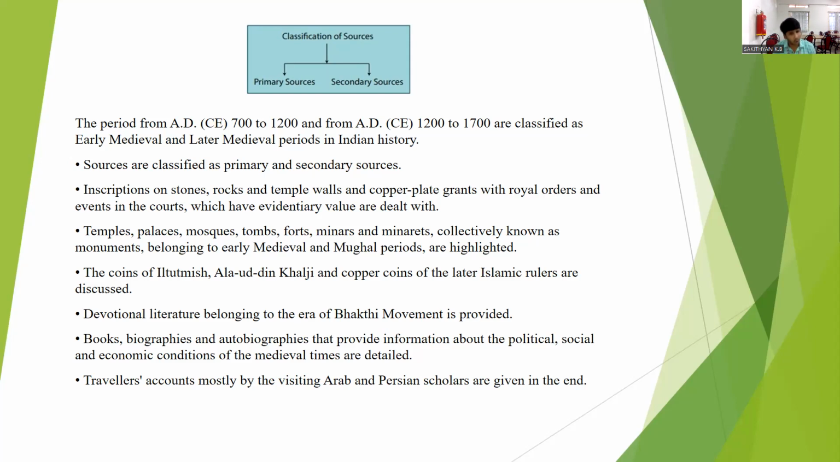Temples, palaces, mosques, tombs, forts, minars, and minarets are collectively known as monuments belonging to the early medieval and Mughal periods. The coins of Iltutmish and Alauddin Khalji, and copper coins of the later Islamic rulers are discussed. Devotional literature belonging to the era of the Bhakti movement is provided. Books, biographies, and autobiographies that provide information about the political, social, and economic conditions of medieval times are detailed. Travellers' accounts, mostly by visiting Arab and Persian scholars, are given in the end.